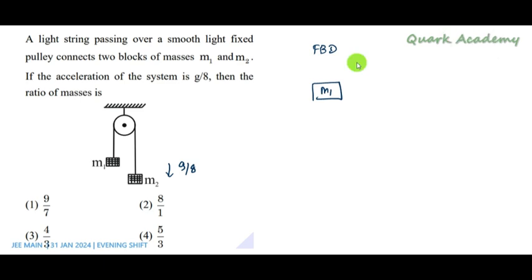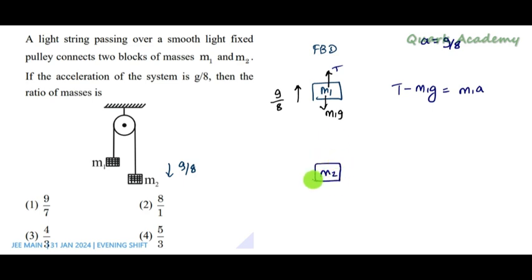So for m1, the tension will act upward and m1g, gravitational force, will act downward and its acceleration is upward, g by 8. So if we write the equation, then we will get, this is tension, T minus m1g, which is equal to m1a, where acceleration is g by 8. Let it be. Next, we'll do the same thing for mass m2.